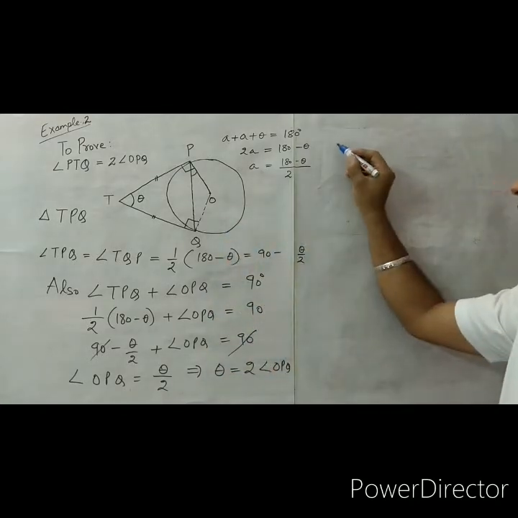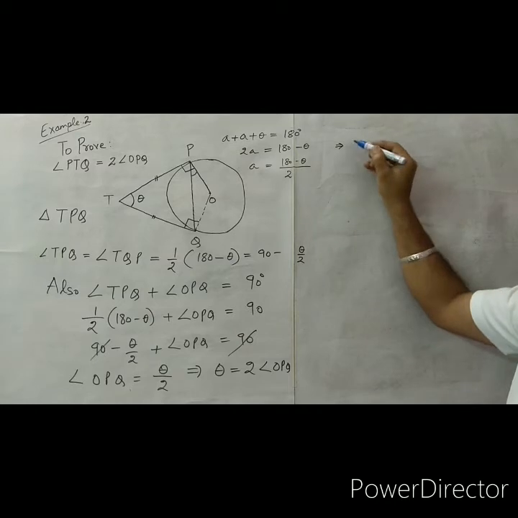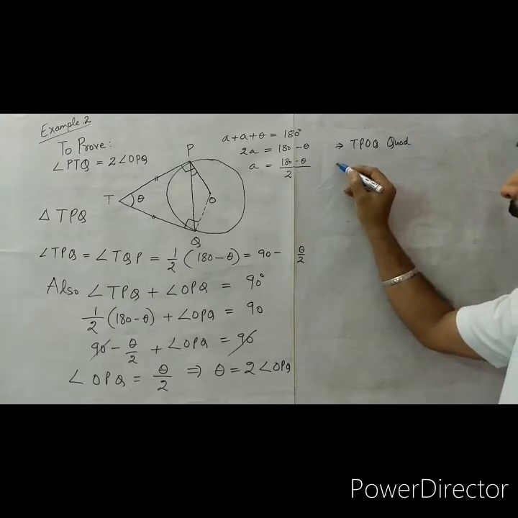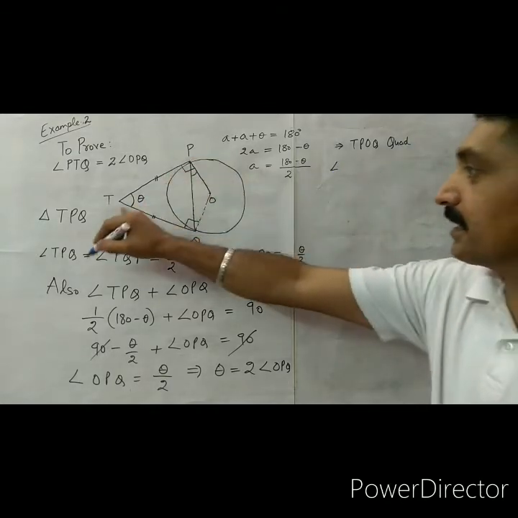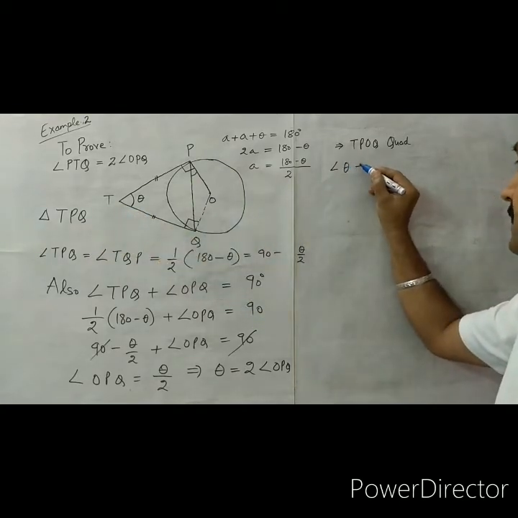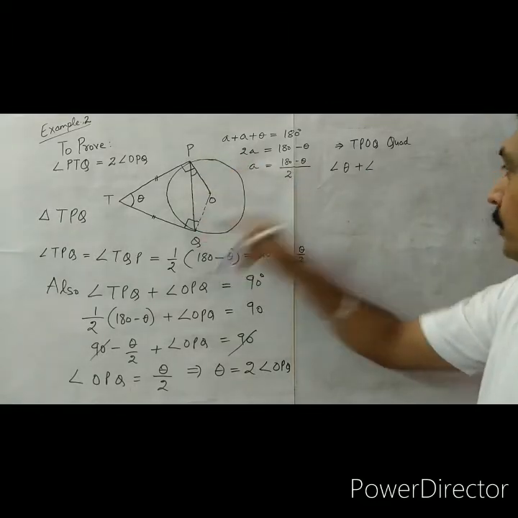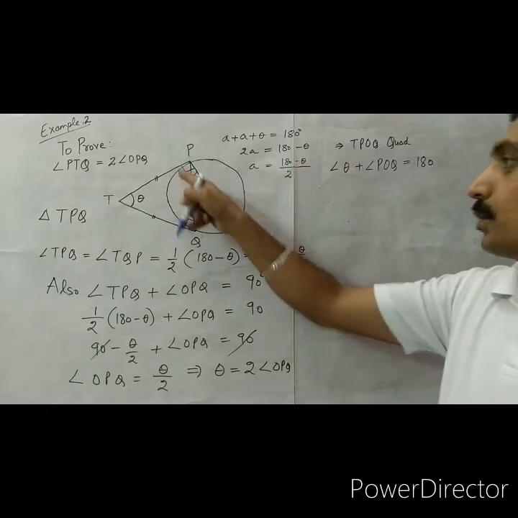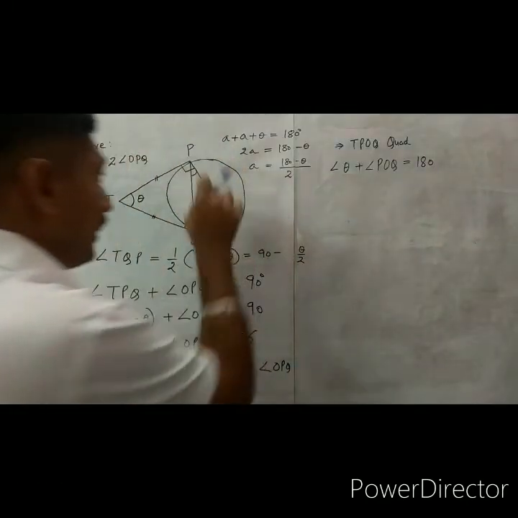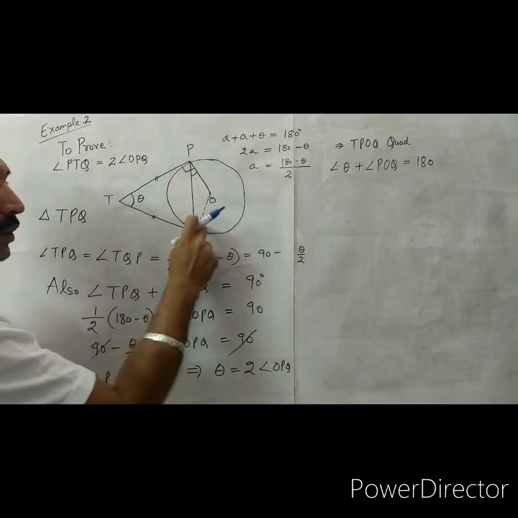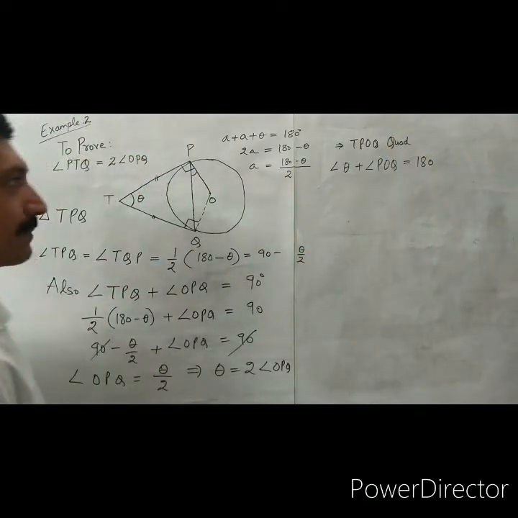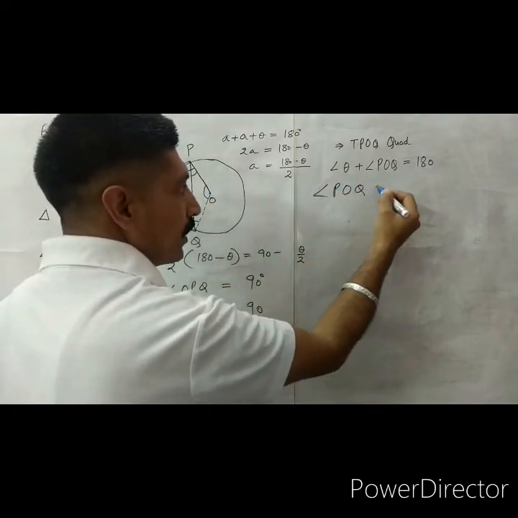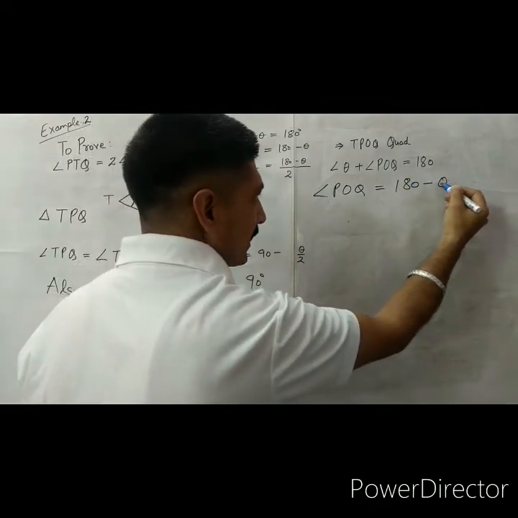So this implies that here, because TPOQ is a quadrilateral, angle theta, that is angle PTQ, plus angle POQ is equal to 180, because I have subtracted two right angles. So from this quadrilateral, this angle theta plus angle POQ is always 180 degrees. So this angle POQ is always equal to 180 minus theta.